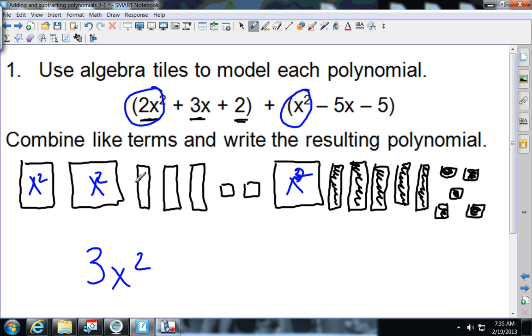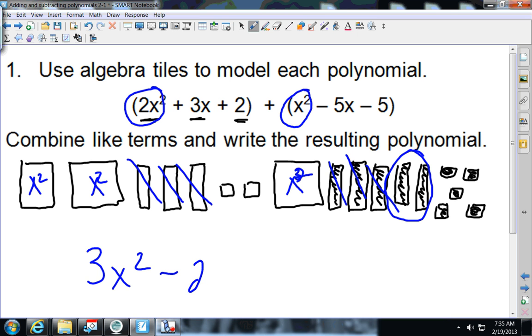Down here for my x's. Now I've got 3 positives and 5 negatives. A positive takes away a negative. Positive takes away a negative. Positive takes away a negative. Well, what am I left with? These two right here. Yeah, I've got 2 negative x's.